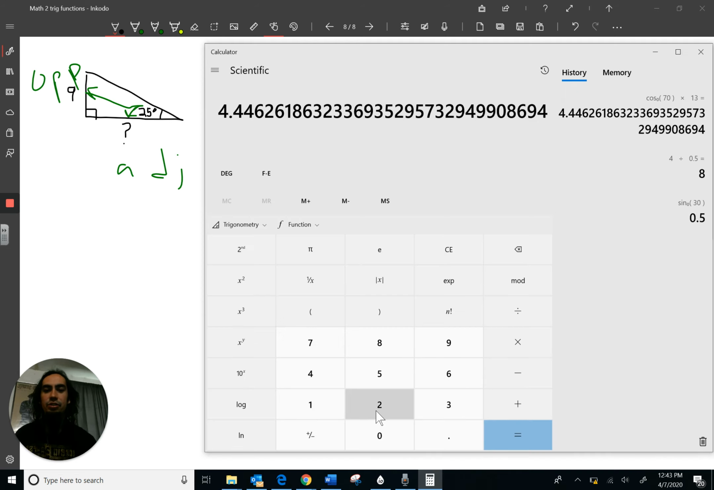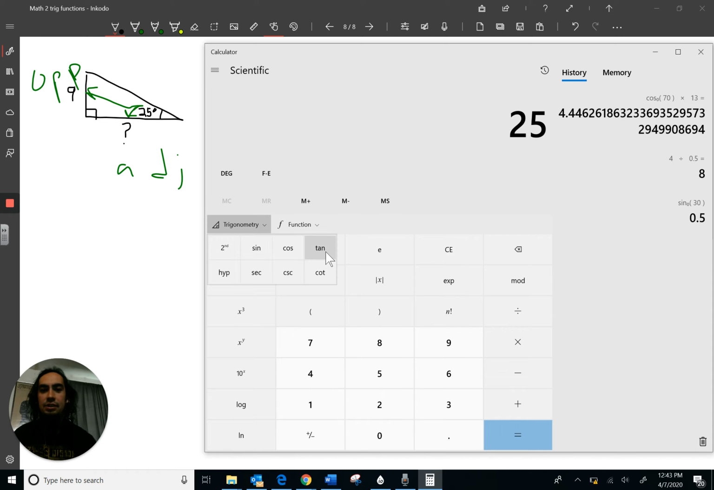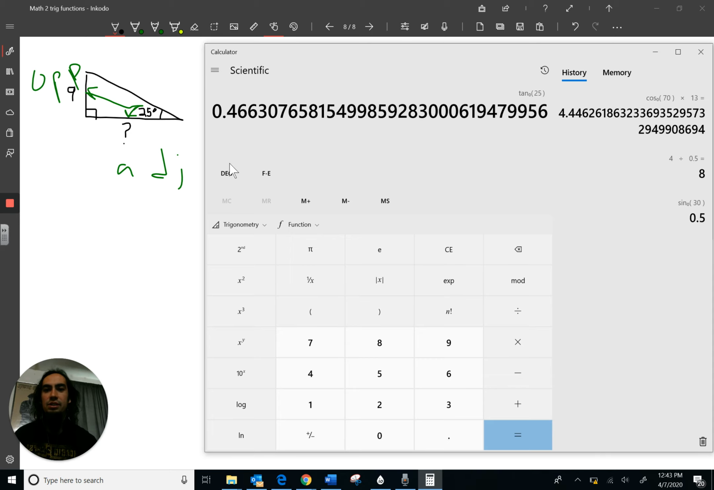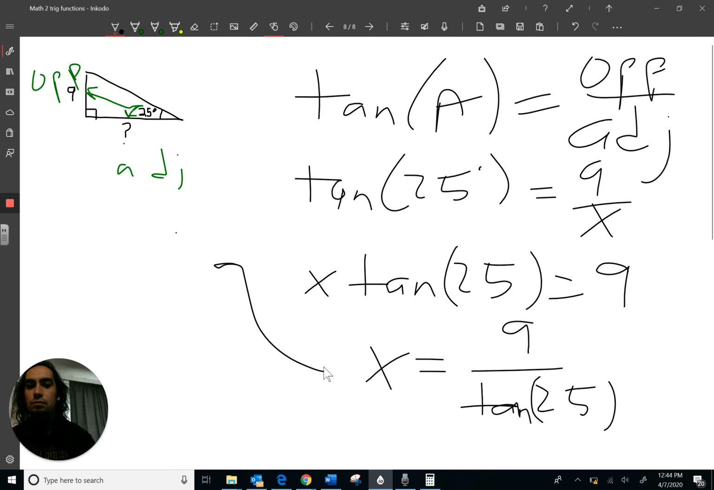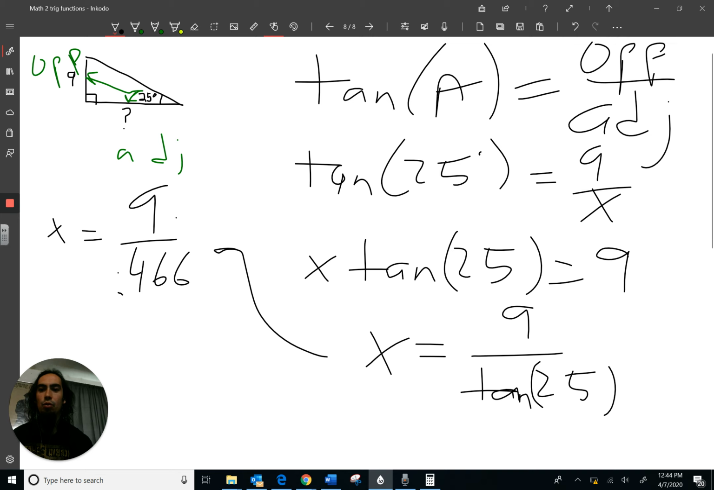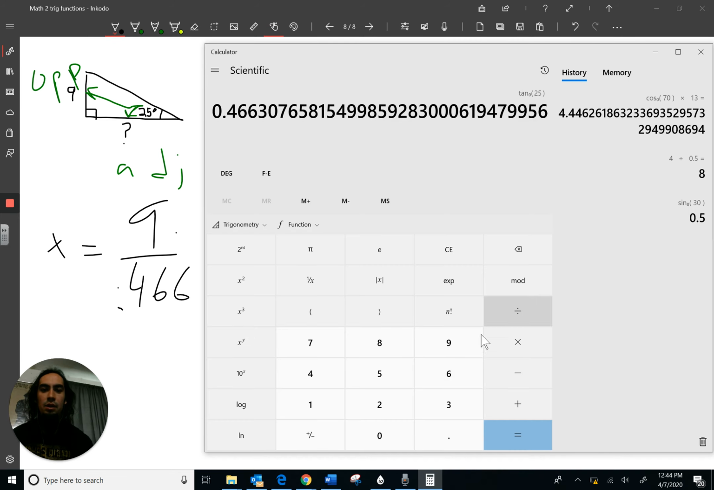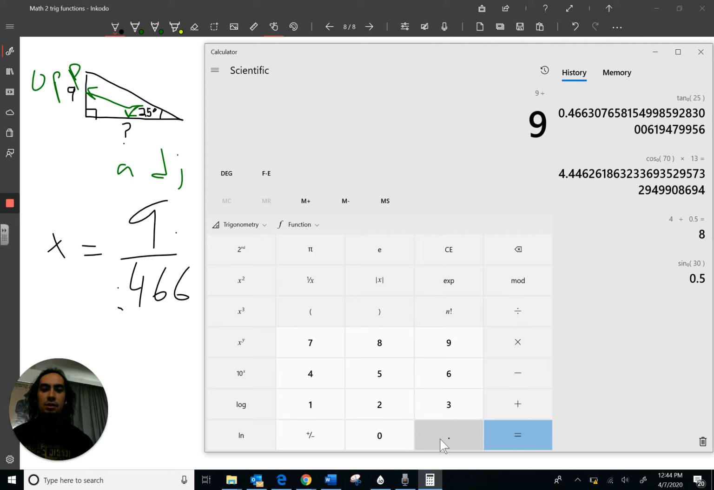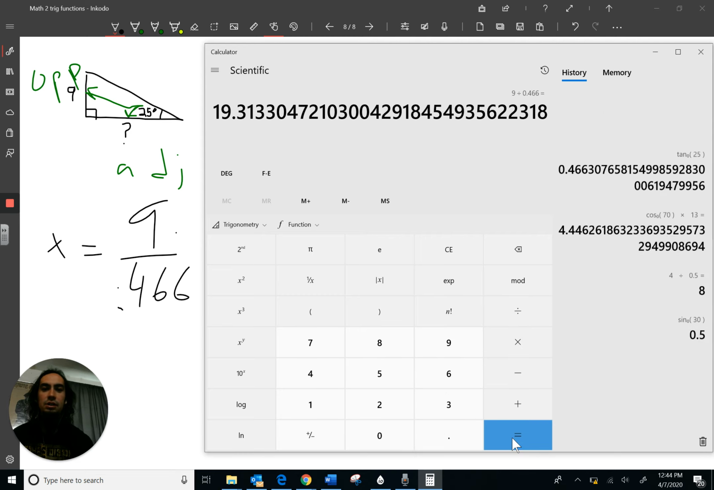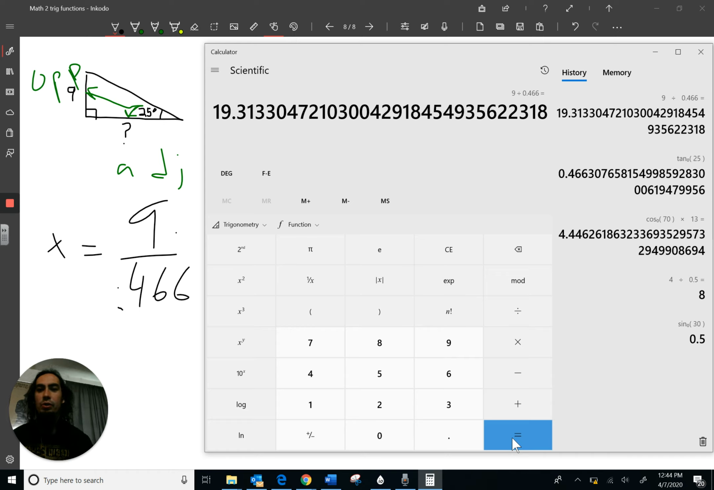What is tangent 25? Okay, well, let's go ahead. 25 and tangent. Tangent 25 is 0.466. Okay, so over here, we know x is 9 over 0.466. And let me make that decimal very clear. Okay. And what's 9 divided by 0.466? Okay, let's see. 9 divided by 0.466 is 19.313. And again, we're going to round everything to a tenth for our final answer. So this is going to be 19.3.